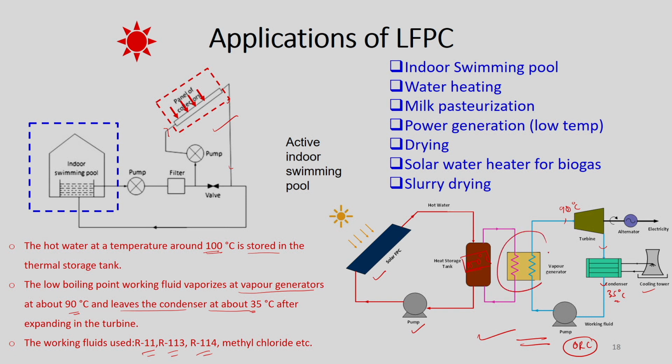We need to have a heat exchanger to exchange the heat generated via this flat plate collector, and then it is expanded in the turbine and electricity is generated, and then the rest is condensed and then it is circulated again and again.